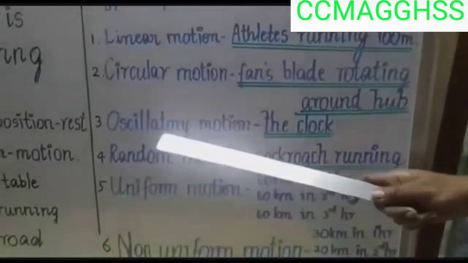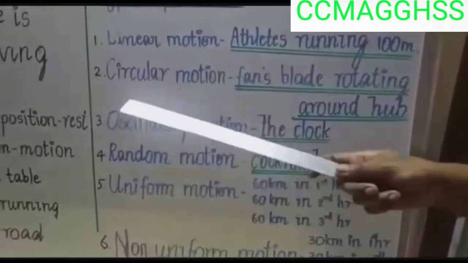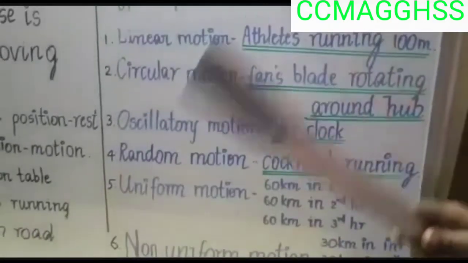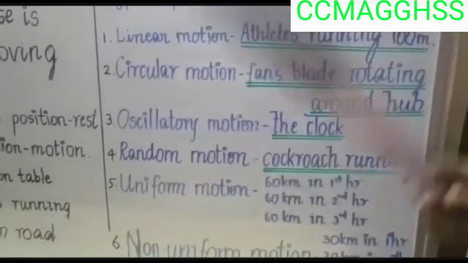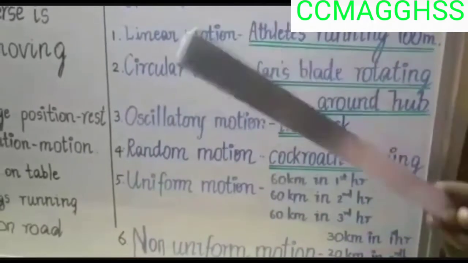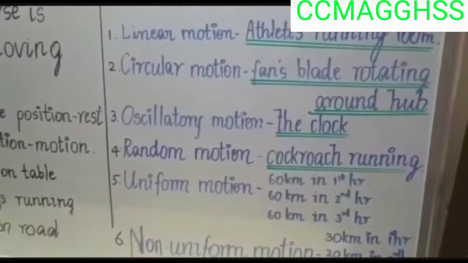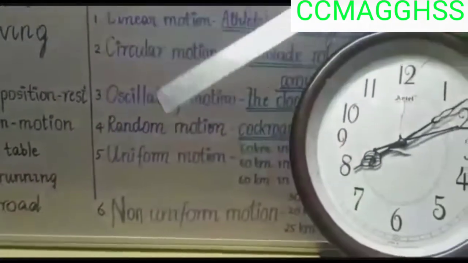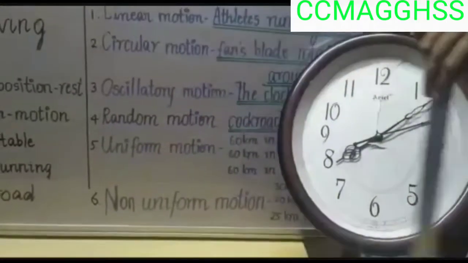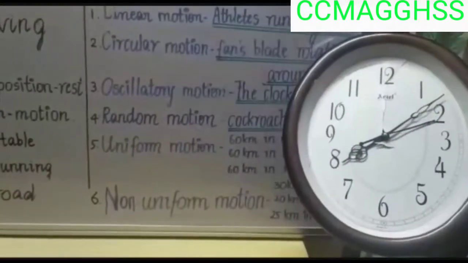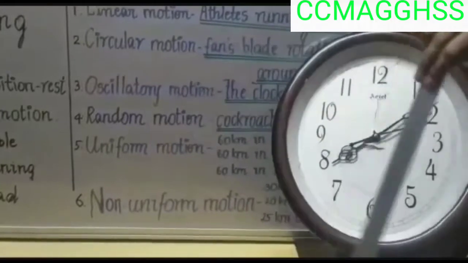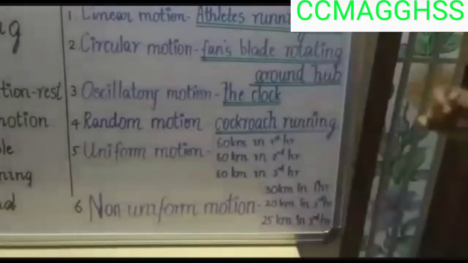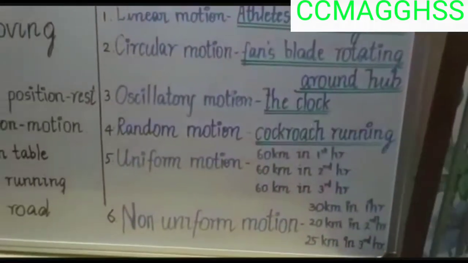Next we'll see what is oscillatory motion. Oscillatory motion is a repetitive to and fro motion. For example, I am taking this clock. This clock has a pendulum, and the pendulum moves to and fro, to and fro, to and fro. So one to and one fro makes a single oscillation. So that is called oscillatory motion.